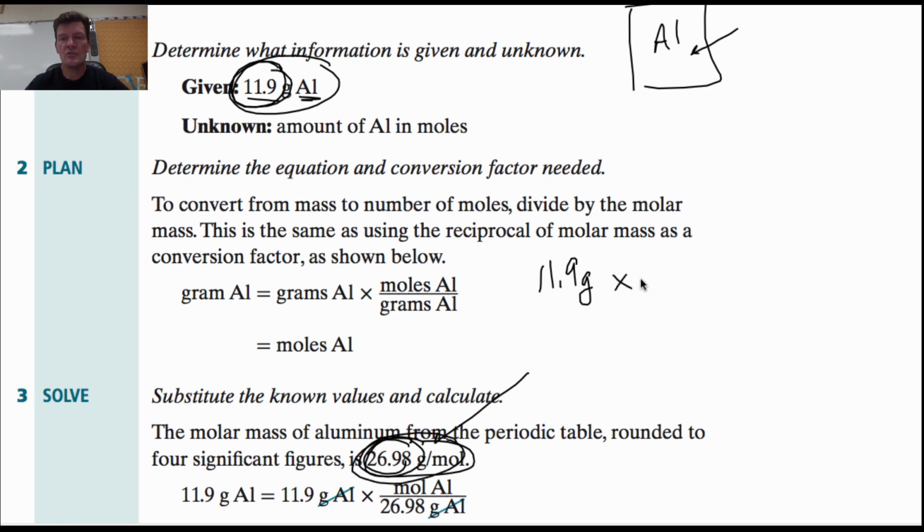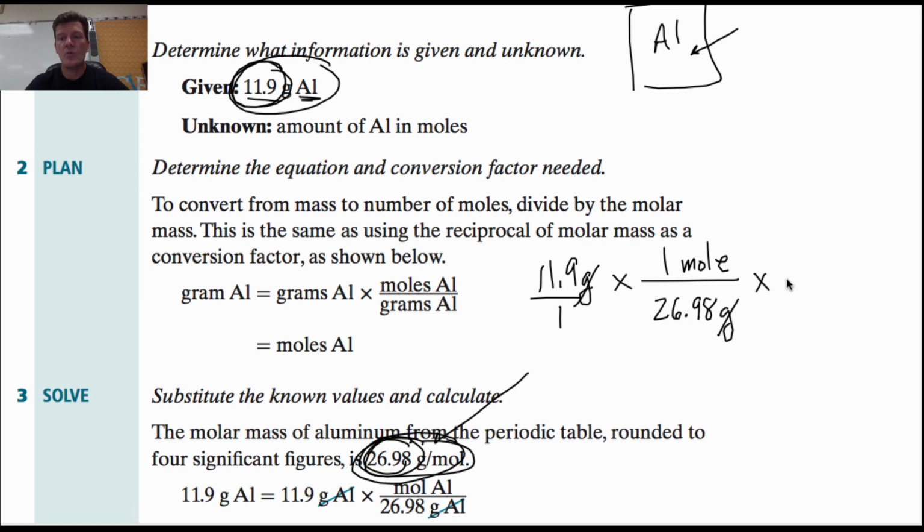I'm going to show you the units, how they set up. 1 mole of aluminum has a mass of 26.98. I know I want to divide by the 26.98 because I want grams in the denominator to cancel the grams that I'm given. Okay? Grams are going to cancel. I'm dividing by the molar mass of aluminum.